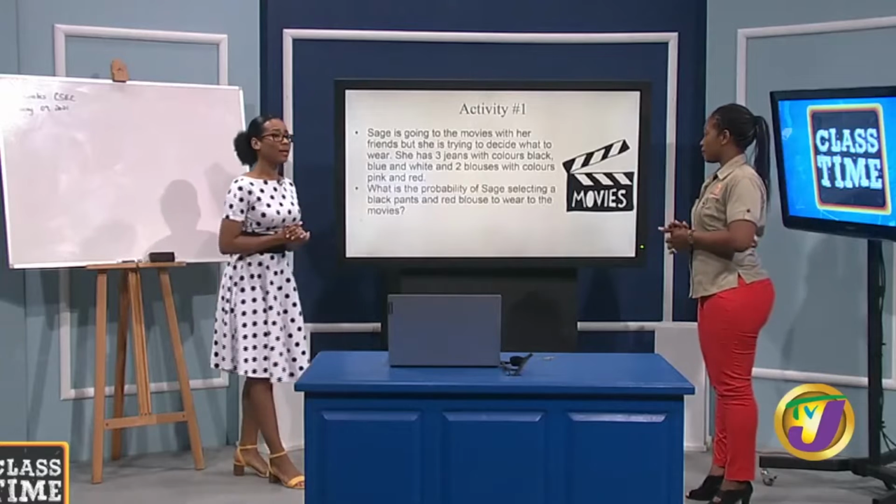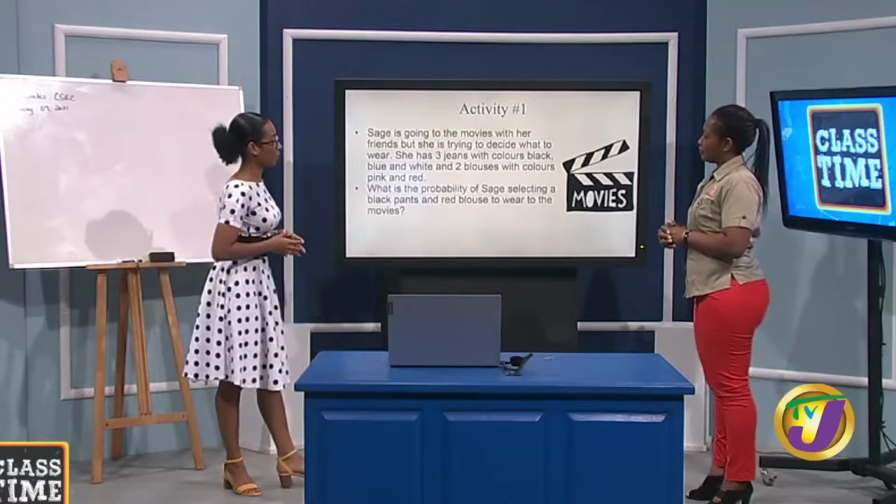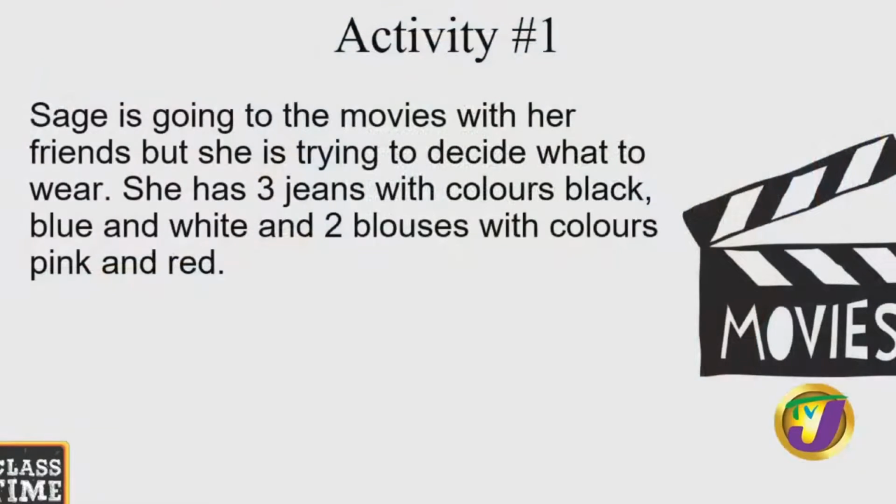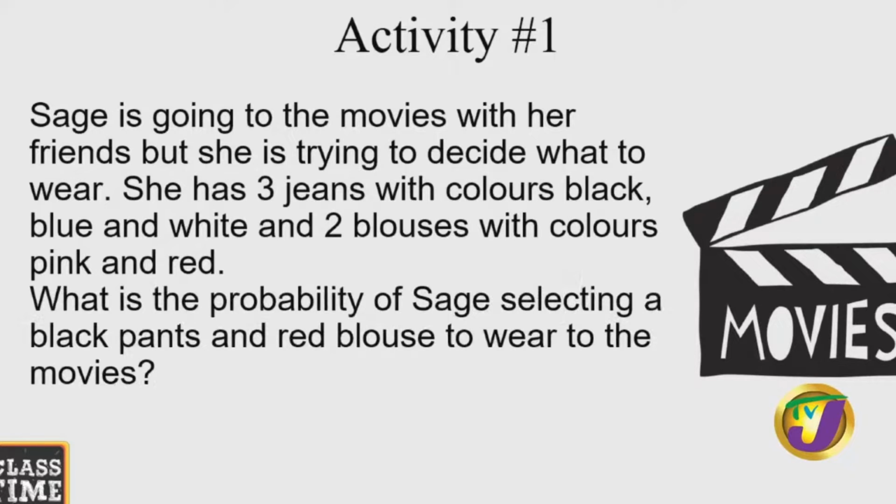So let's take a look at this activity here. All right. Sage is going to the movies. She's going to the movies with her friends, but she's trying to decide what to wear. She has 3 jeans with colors black, blue, and white, and she has 2 blouses with colors pink and red. What is the probability of Sage selecting black pants and a red blouse to wear to the movies?